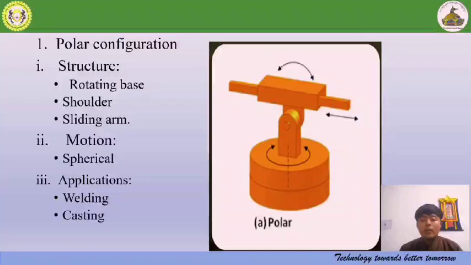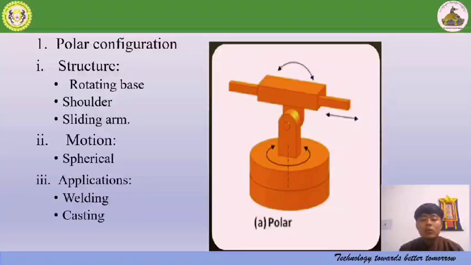Next, about the sliding arm. The arm can extend and retract much like a telescopic mechanism. The sliding motion allows the robot to reach further distances from its base. So the combination of rotating base, shoulder, and sliding arm provides the robot with a versatile range of motion, making it capable of performing complex tasks.